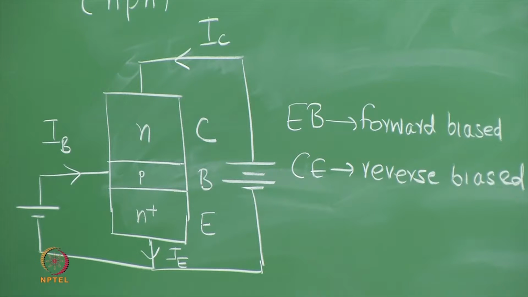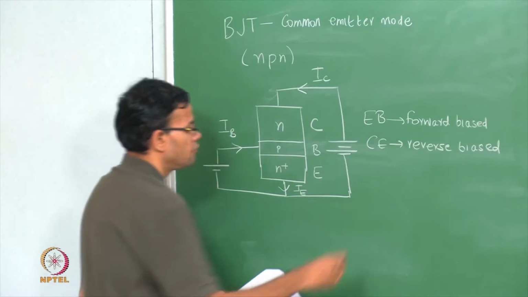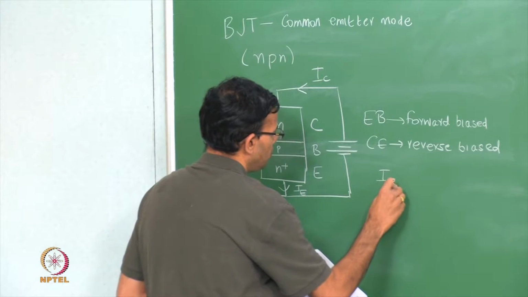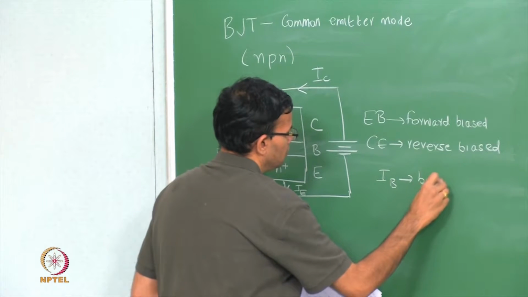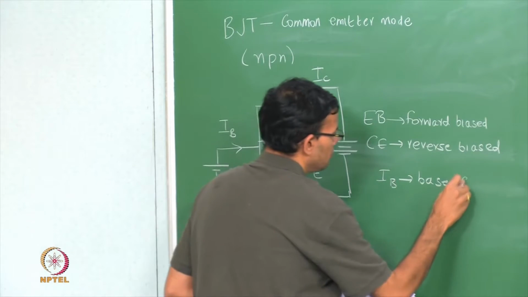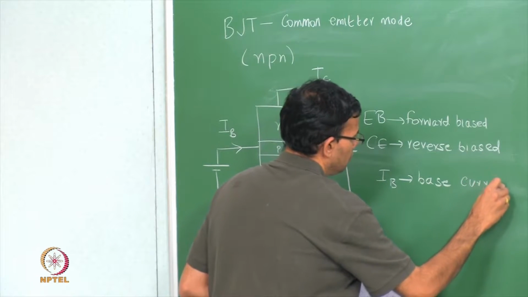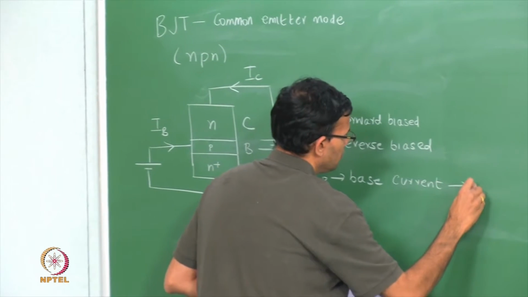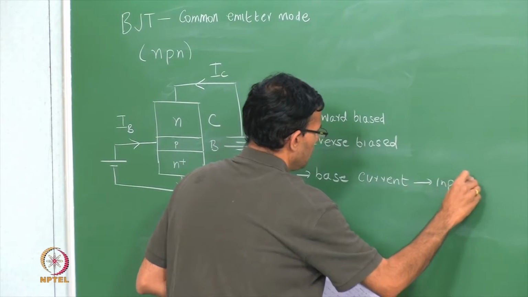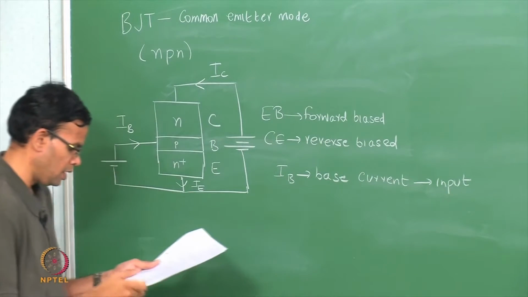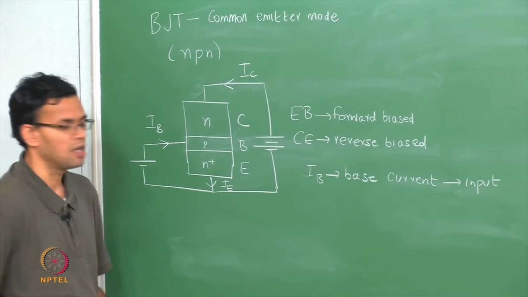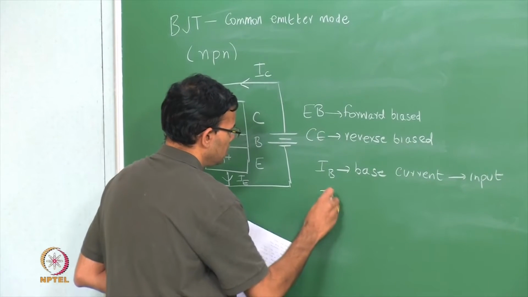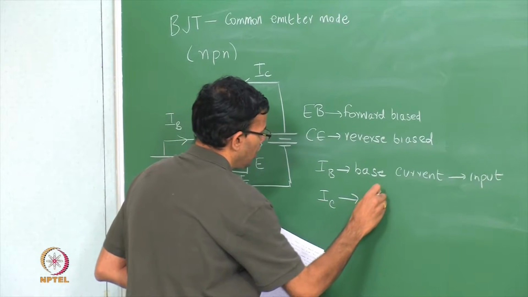In this particular case IB, which is the base current, is your input, and IC, which is the collector current, is the output.